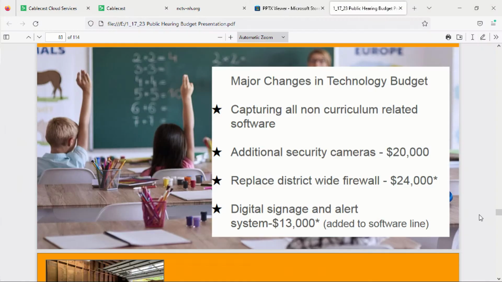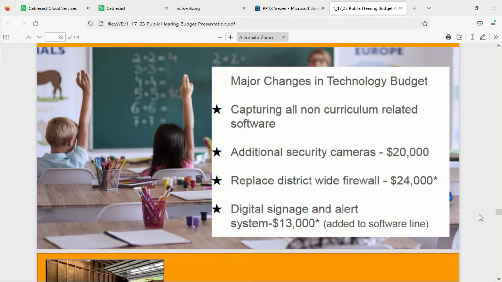Some of the major changes to the technology budget is capturing the non-curriculum related software. The software budget line originally went from a couple thousand up to $100,000, but that's again moving all the software lines to one line, so that makes it look really large. Again, increasing the security cameras, replacing the district firewall. There's an asterisk next to that one because a lot of that's going to be covered by our E-rate money. We get money from the federal government for doing certain things.